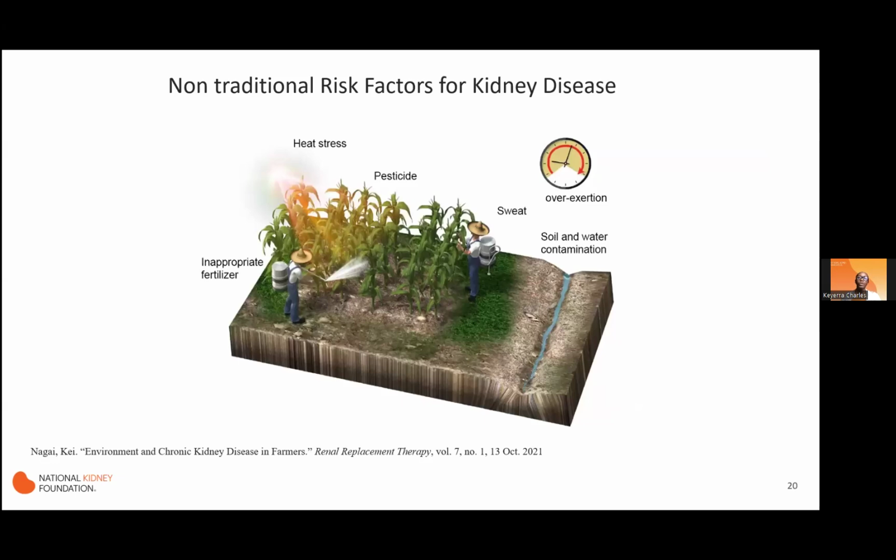So farm workers are uniquely positioned, because of the environmental and occupational factors, to be exposed to non-traditional risk factors that lead to kidney disease, including acute kidney injury. And unlike the common causes of kidney disease typically seen in the US, it moves away from hypertension and diabetes, and instead presents as a result of climate change, heat stress, dehydration, exposure to harmful pesticides, which could also lead to contaminated water supply.